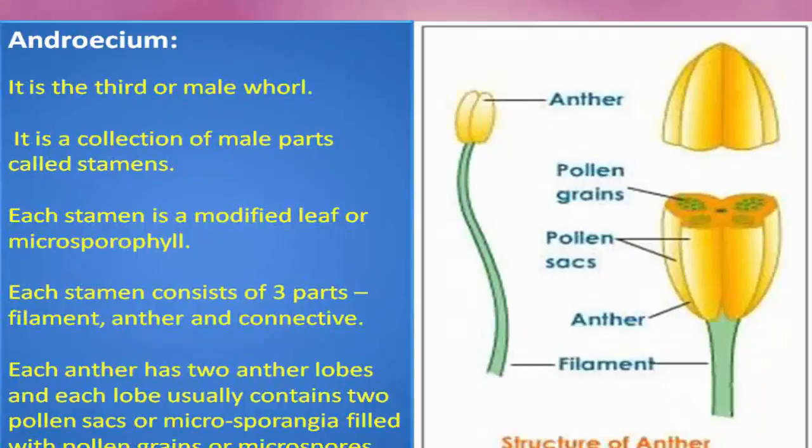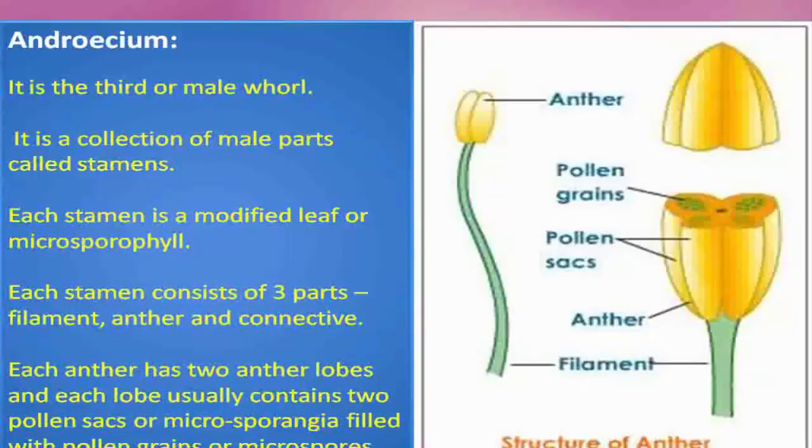My topic for the presentation is the 9th section of the chapter Morphology of Angiosperms, that is flowering plants. In this section of the presentation, we'll be studying about the Androecium. It is the third or male whorl. It is a collection of male parts called stamen.